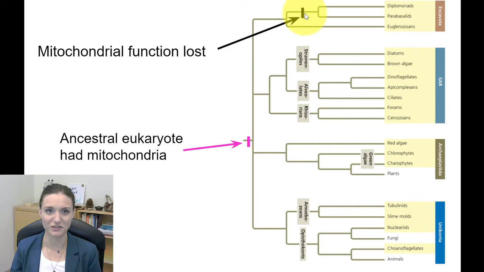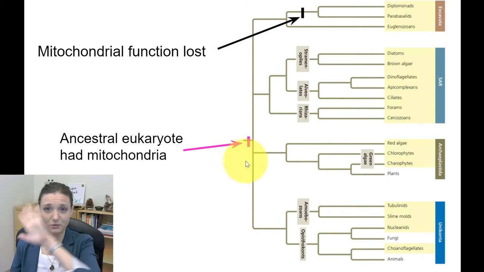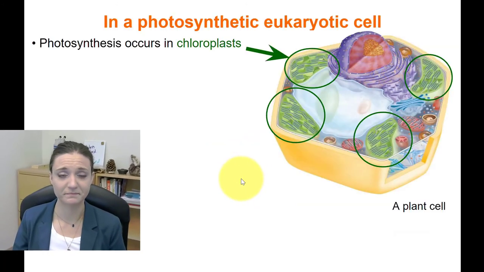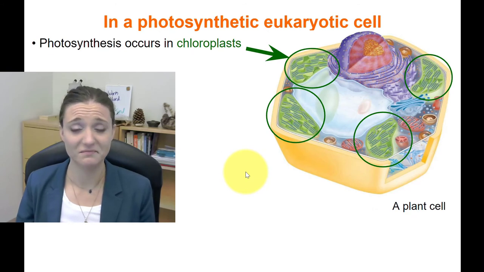Again, these two branches, mitochondrial function is lost, but they have some remnants of mitochondria. So that tells us that that trait of having a mitochondria living inside of your cell would have been inherited by the common ancestor to all of domain Eukarya. Okay, now what about chloroplasts?